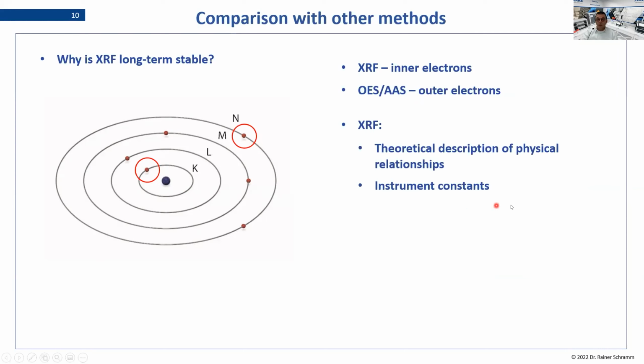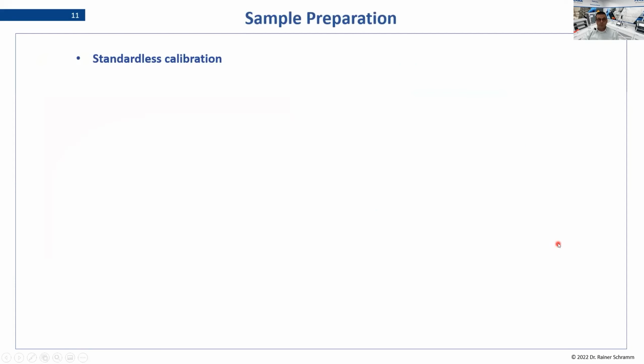And as long as we know the instrument constants and all the physical parameters of our elements we would like to analyze, we could establish a so-called standardless calibration. And standardless means in this case that we have to calibrate the instrument constants, but for the application or for different samples, we don't need then really matrix match standards. Yeah? So this is possible because we could describe very well the whole XRF process. But what does it mean, a standardless calibration?